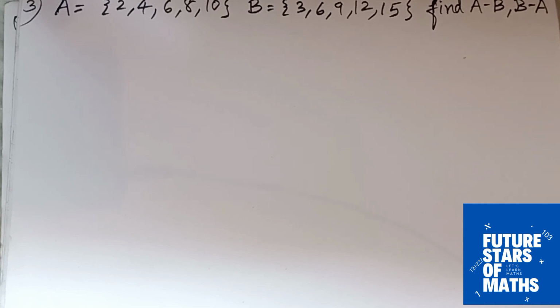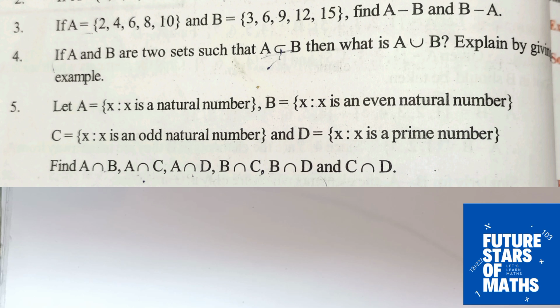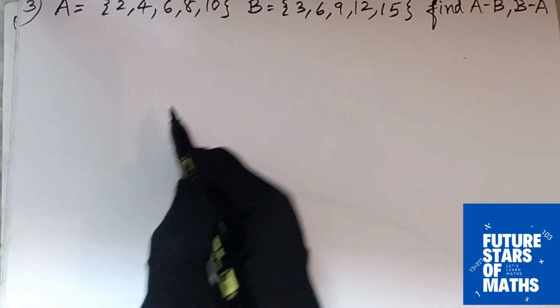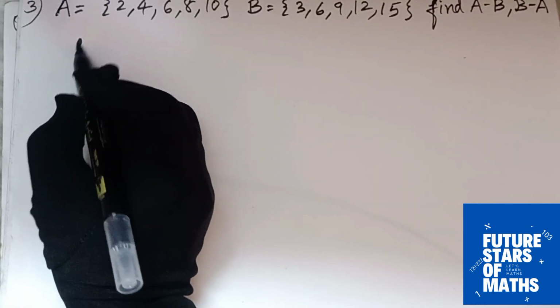Let's continue our exercise 2.2, third sum. The third sum is: A equal to 2, 4, 6, 8, 10 and B equal to 3, 6, 9, 12, 15. Find A minus B and B minus A. So, in sets the subtraction will be different. You all see, students, how to do the subtraction in sets.